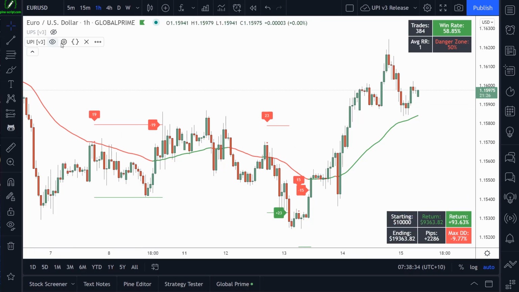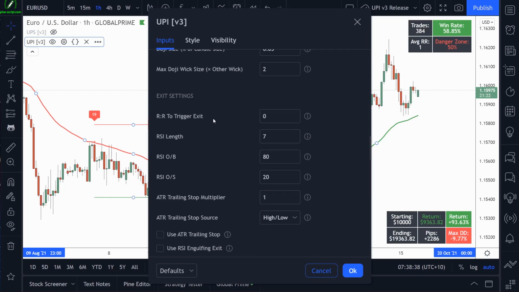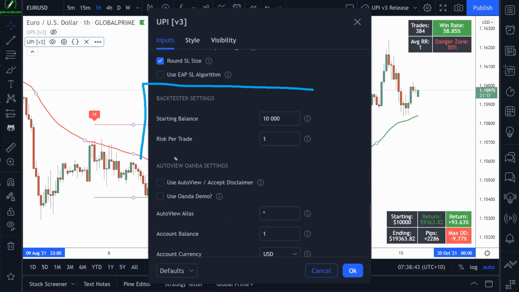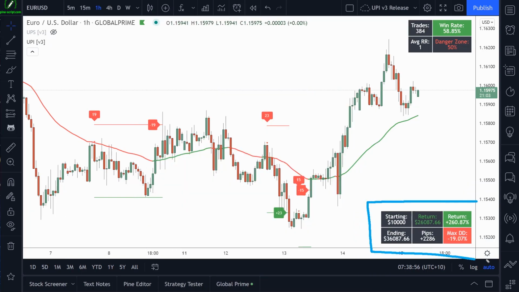detects. So if I open up the settings menu and I scroll down to the Backtester Settings category right here, here you can input your starting balance and your risk per trade. By default, it's risking 1% per trade, but if I wanted to, I could bump this up to, let's say, 2%. And you can see how the Backtester simulator would have performed with that level of risk.